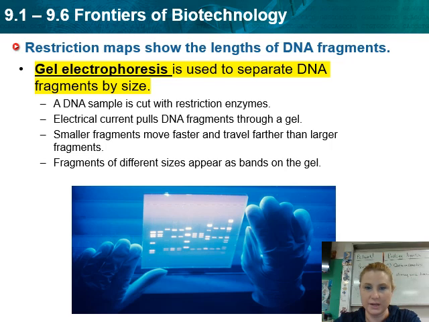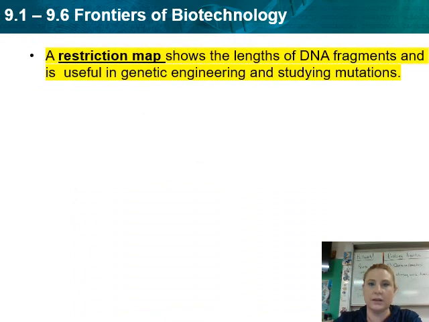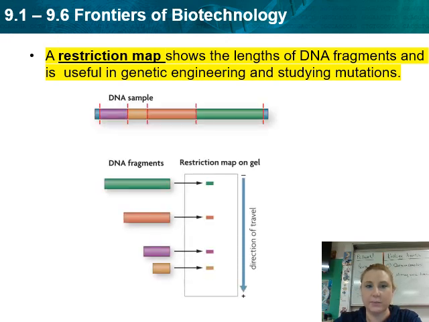So there's a picture there. The further they move, the smaller the pieces are. If they only move a little bit, the bigger the pieces are. So gel electrophoresis is used to separate DNA fragments by size. And again, you just need to know that top part. Only copy the highlighted. A restriction map shows the lengths of the DNA fragments and is useful in genetic engineering and studying mutations, so changes in DNA.